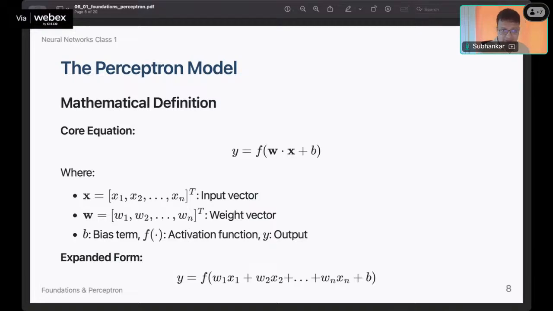Now the dot product calculates the similarity score: how much the input matches with the weight. The weight here is the pattern, so it measures how much the input matches with the pattern.